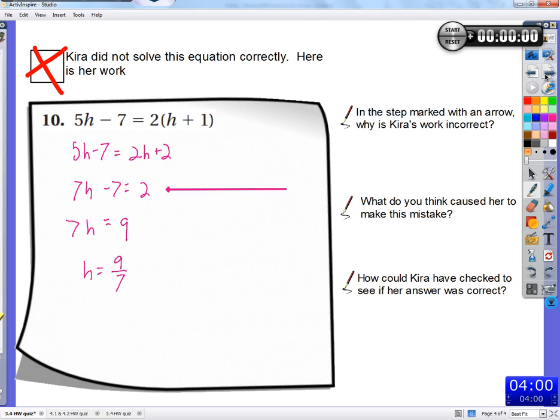Arrow right here, pointing at this step, right? Why is this incorrect? Which means we went from here to there. Why is whatever happened from here to there, why is that incorrect?